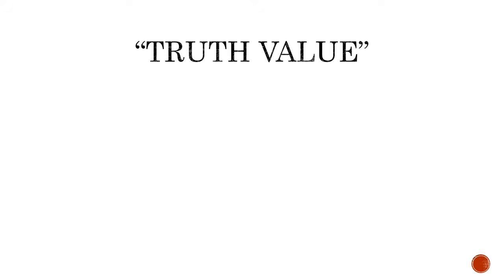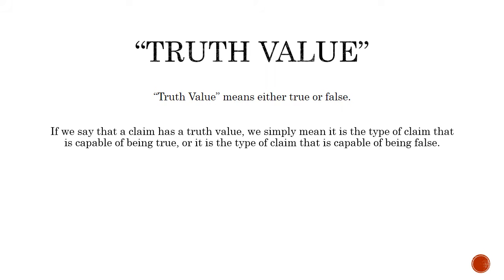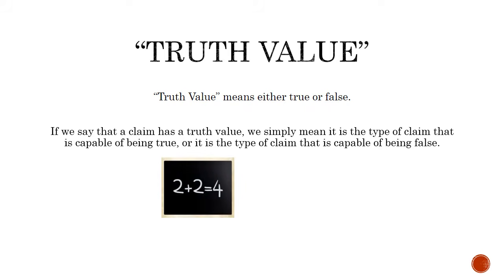First, truth value. When we say that a claim has a truth value, we mean that the claim is either true or false. Another way of saying this is that when a claim has a truth value, it is the type of claim that is capable of being true, or it is the type of claim that is capable of being false. For example, the claim 2 plus 2 equals 4 has a truth value. Why? Because the claim is true. Therefore, its truth value is truth.